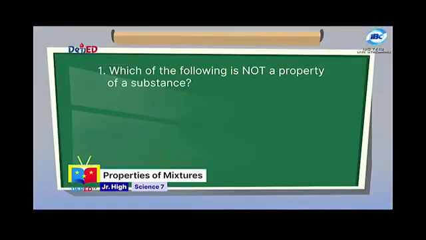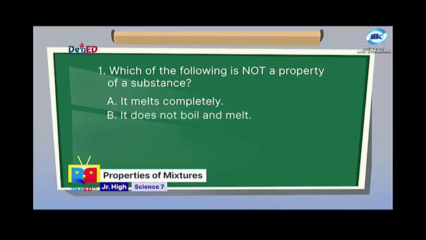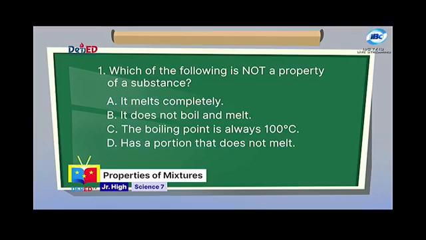Number 1. Which of the following is not a property of a substance? A. It melts completely. B. It does not boil and melt. C. The boiling point is always 100 degrees Celsius. D. Has a portion that does not melt. Among the choices, letter A describes the property of a substance. The correct answer is letter A.